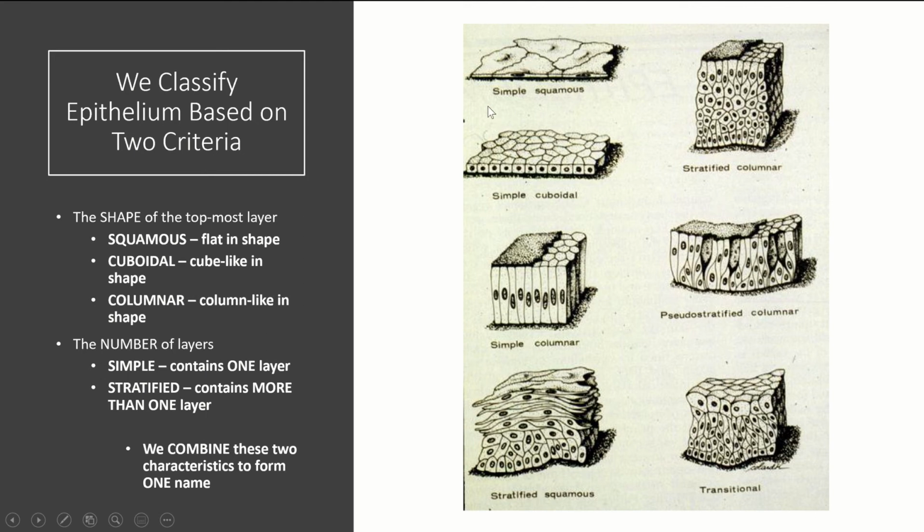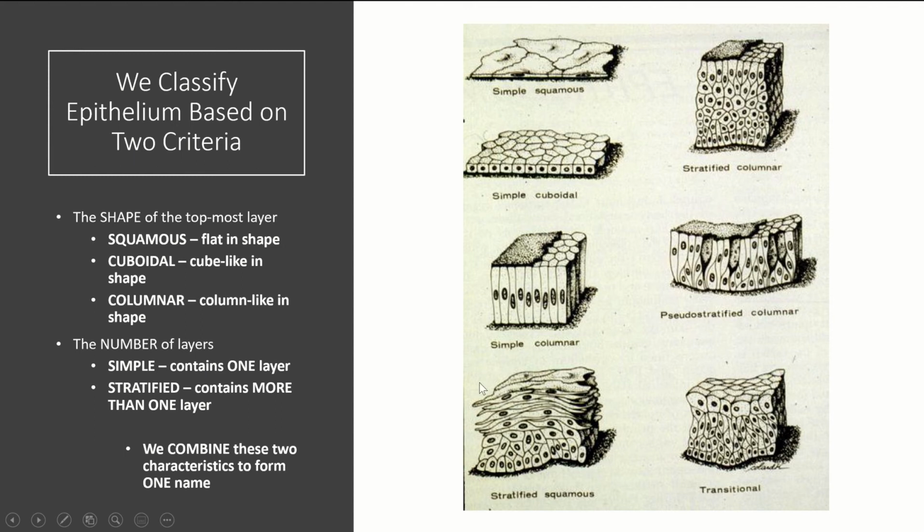Okay, so here are some examples. Simple means one layer and squamous means flat. So as you can see, there's one layer of very flat cells. Simple cuboidal means one layer of very cuboidal cells, so about the same amount of cytoplasm top and bottom as side to side, right? Simple columnar means one layer of column-like cells, so more cytoplasm top and bottom.